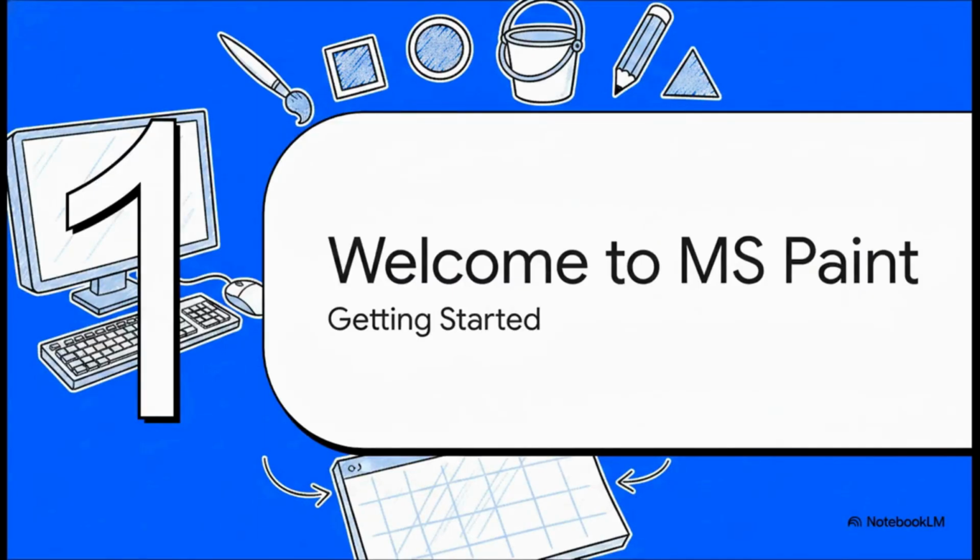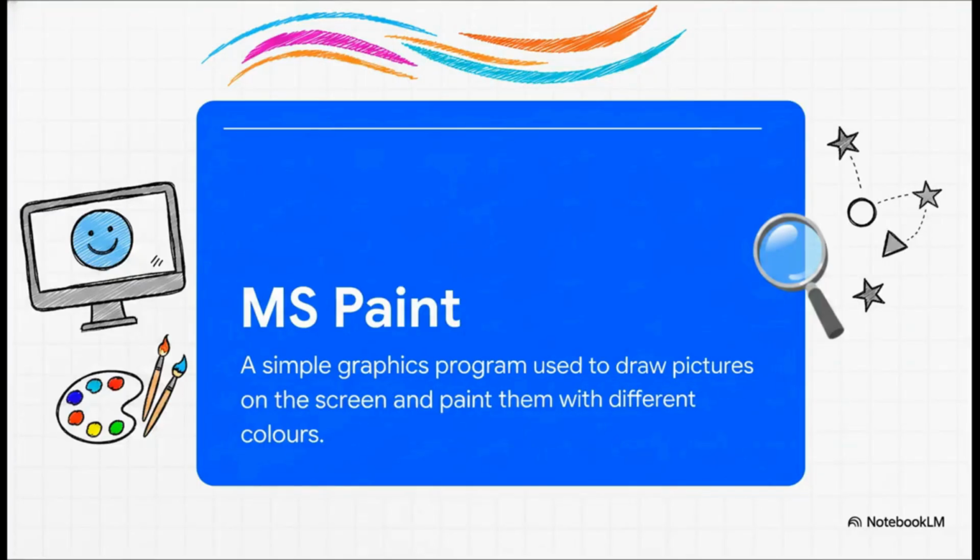Section 1. Welcome to MS Paint. So, what is it? The really crucial point here is that MS Paint isn't some intimidating, highly complex professional editing suite. Not at all. It's simply a fun, super accessible graphics program designed specifically to let you draw and paint right on your screen, using a whole variety of colors. It really is the perfect little sandbox for digital creativity.